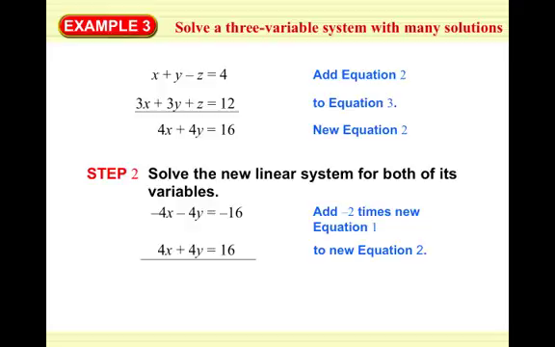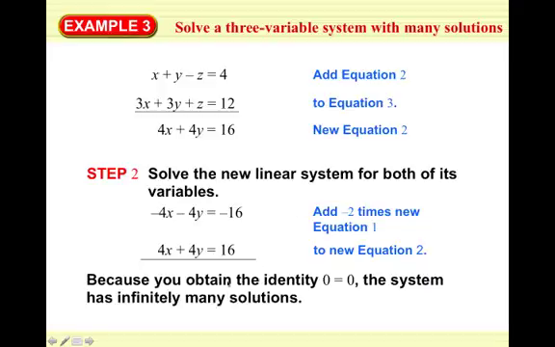So let's see. We would need to add negative 2 times equation 1 so that we have negative 4 in front of x to go with this 4x. So let's multiply everything in star equation 1 by negative 2. So we have negative 4x minus 4y equals negative 16. Then we have our new equation, 4x plus 4y equals 16. We start adding, and we get 0 plus 0, which is 0, equals negative 16 plus 16, which is 0. So you've got the identity 0 equals 0, so the system has infinitely many solutions because it's always going to give you a true statement. So there's infinitely many solutions.